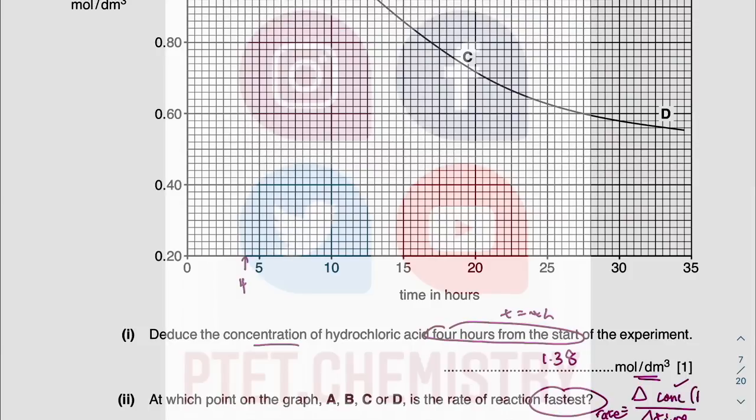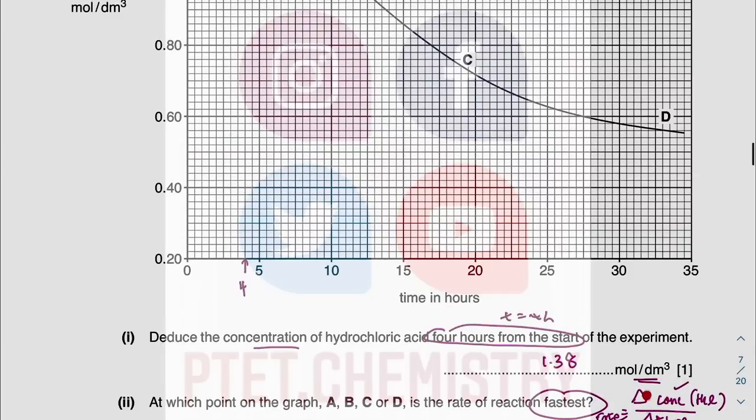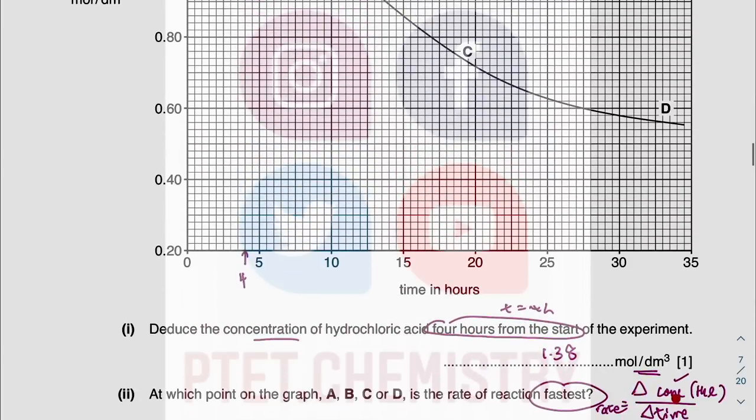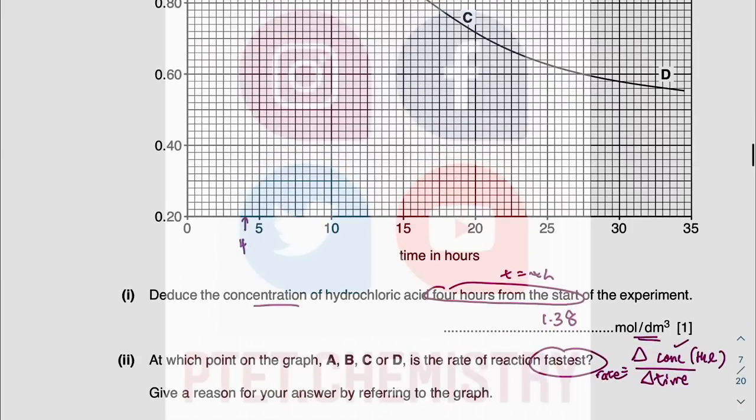Concentration of the HCl reactant. The change in concentration of the reactant over time is going to give you the rate. We are looking at the gradient. Remember, y2 minus y1 over x2 minus x1, that kind of thing. Yeah? Alright, so you need to say at which point, and you need to give a reason. So it's not just stating, it's state and explain.